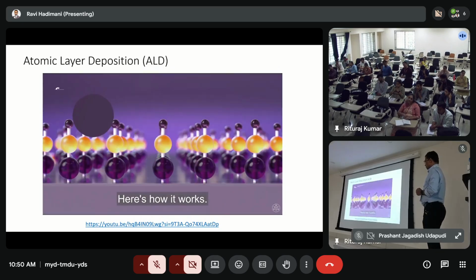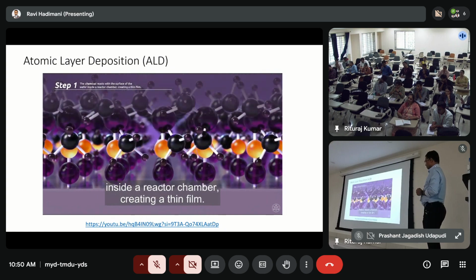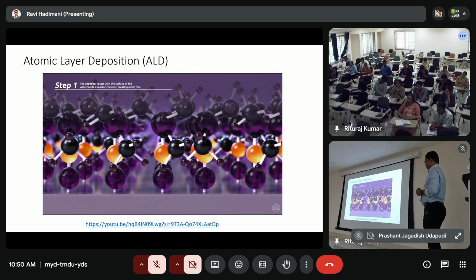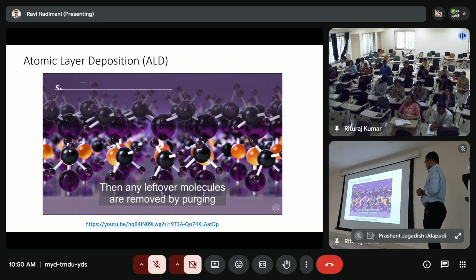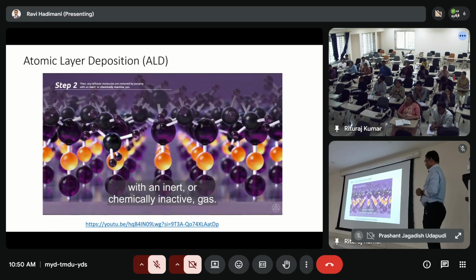Here's how it works. First, a chemical reacts with the surface of the wafer inside a reactor chamber, creating a thin film. Then, any leftover molecules are removed by purging with an inert, inactive gas.